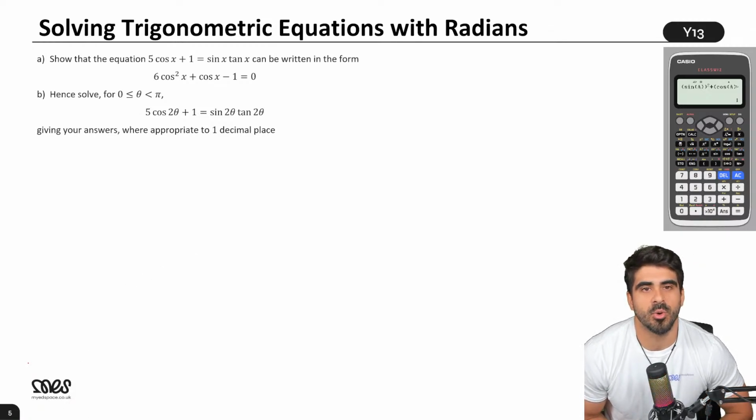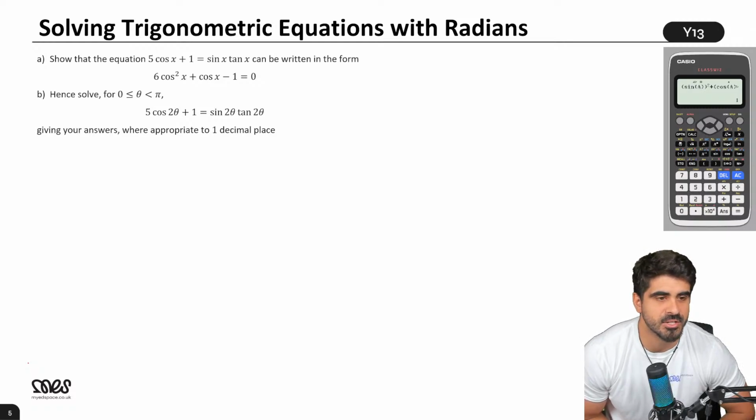Show that the equation 5 cos x plus 1 is sin x tan x can be written like that. All right, what would you guys do first?